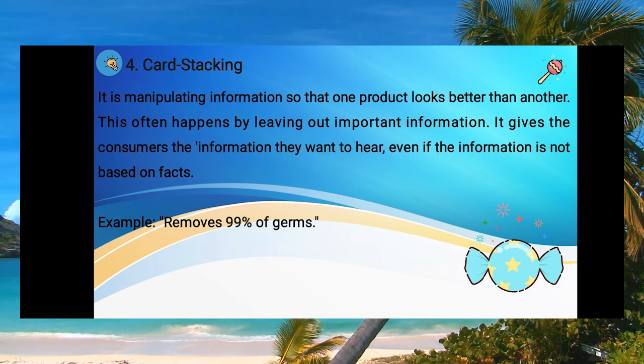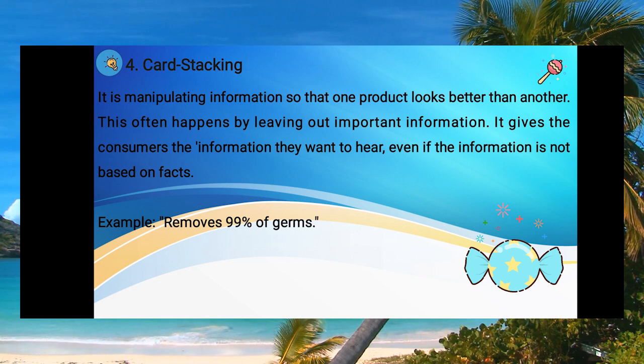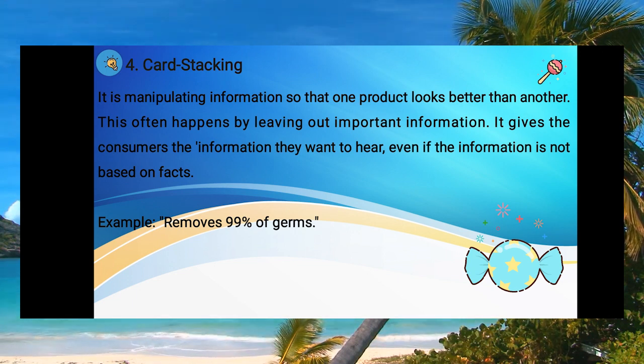Card stacking. It is manipulating information so that one product looks better than another. This often happens by leaving out important information. It gives the consumers the information they want to hear, even if the information is not based on facts. For example, "removes 99% of germs."